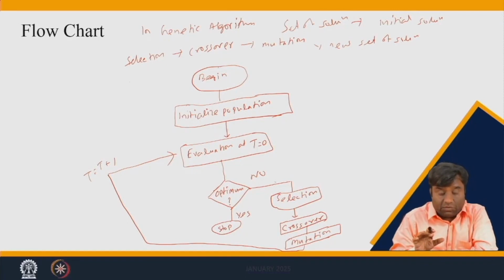Hope you have understood what is genetic algorithm. Once again I'm explaining that we will start with the set of solutions. From there we'll initialize the populations. This population is called t equal to 0. Now if we have the optimal solution, then we'll stop. If not, then from these populations, we'll select some solutions as parents. So that's selection as parents. Then crossover to create offspring.